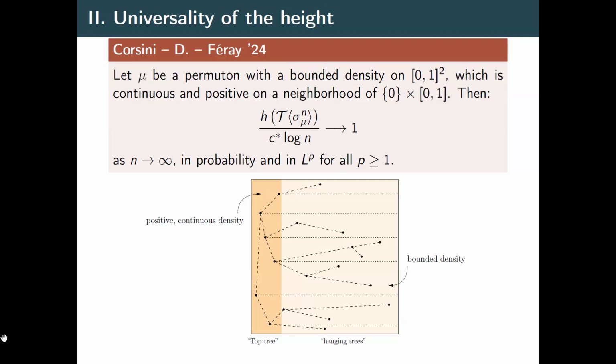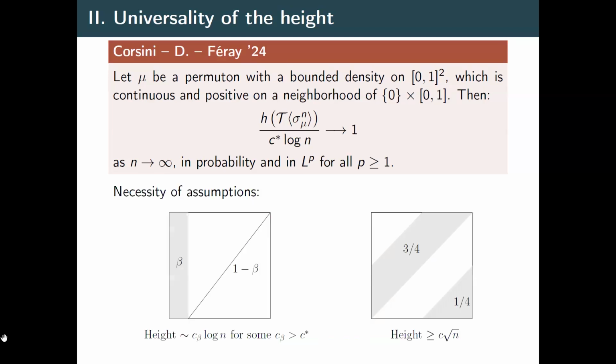So we need at least some assumption on the density. And we chose to assume that the density was bounded there. Okay, so it may help also to look at some examples.